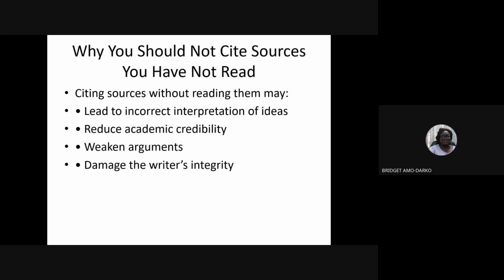Why you should not cite sources you've not read. Citing sources without reading them leads to incorrect interpretation of ideas, reduces academic credibility, weakens your argument, and damages the writer's integrity. So make sure that for all the sources you are citing, you are well knowledgeable about the information, you have everything accurately, so that when you are citing, you can cite with confidence without citing improperly.